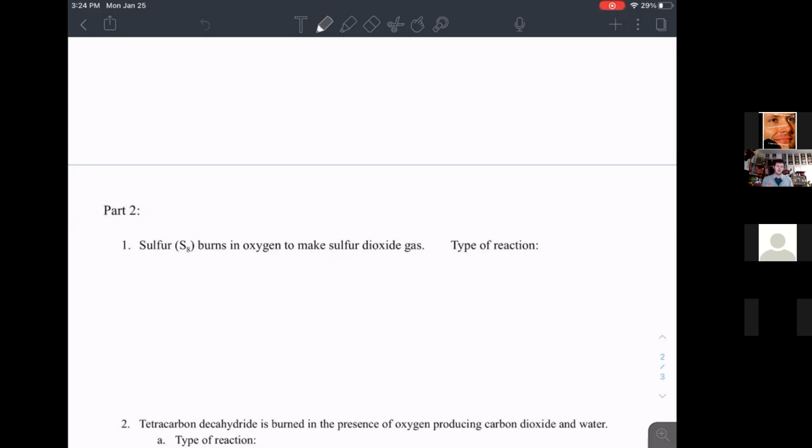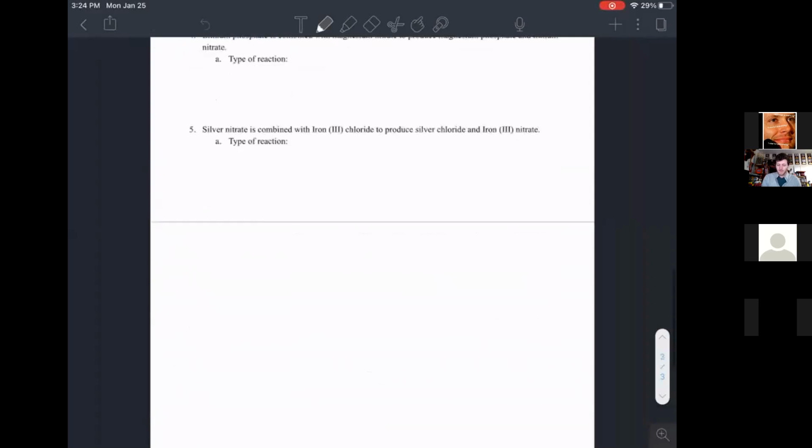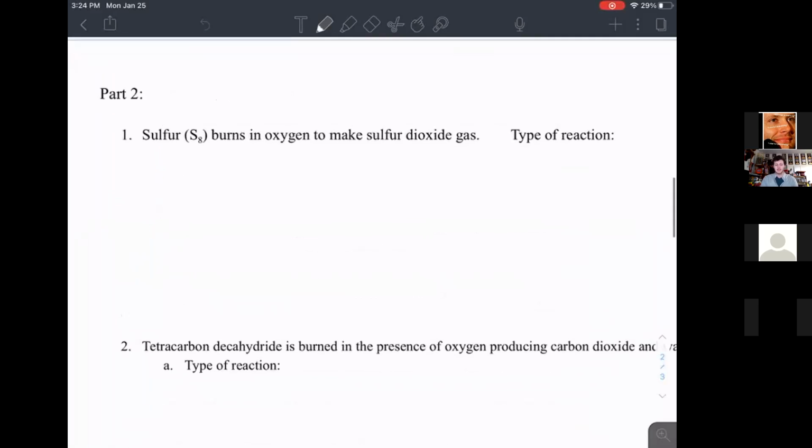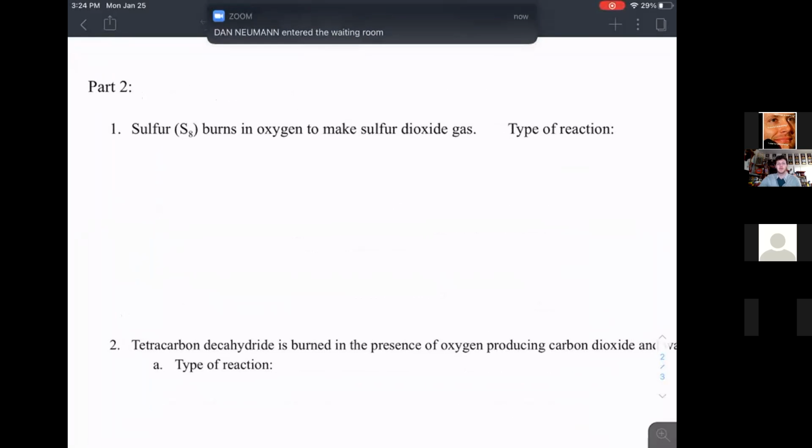Now we have to read the word problem and pull out all of our information that's necessary to solve this balancing chemical reaction. If we look at this first one, because there's a bunch of them here, about 5. Let's look at the first one. It says sulfur, which is S8, burns in oxygen to make sulfur dioxide gas. So let's figure out what information is going to be important to us during this sentence.